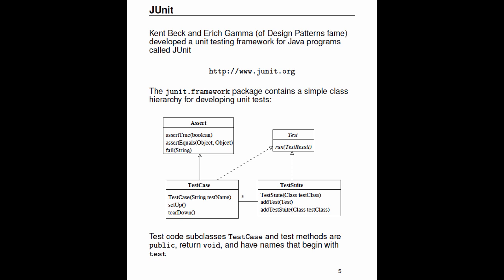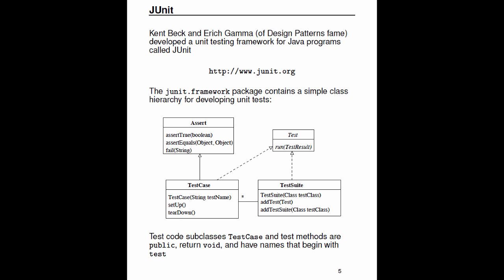Okay, let's talk about this JUnit framework. So Kent Beck and Erich Gamma, who's one of the guys that wrote the Design Patterns book way back when, developed a unit testing framework for Java programs called JUnit, and you can find all about it at junit.org. Now, JUnit's been around for a long time. It's probably one of the most proven and useful frameworks for the Java programming language, and that's saying a lot.